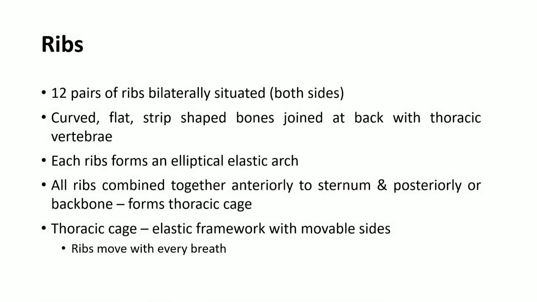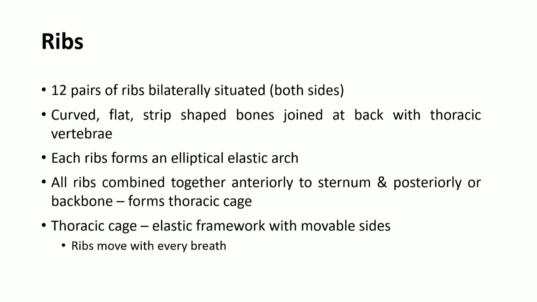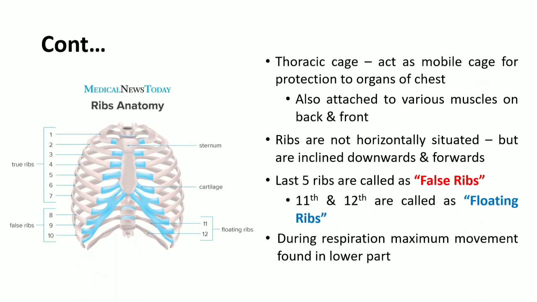If we talk about the ribs, there are a total of 12 pairs of ribs present in our body, and these pairs are situated at both the sides. They are curved, flat, and strip-shaped bones joined to the thoracic vertebrae at the back side. Each rib forms an elliptical elastic arch. These ribs are movable at the sides, meaning they move with every breath we take. This thoracic cage protects our vital organs like the heart and lungs. There are various muscles present which also attach to the thoracic cage.